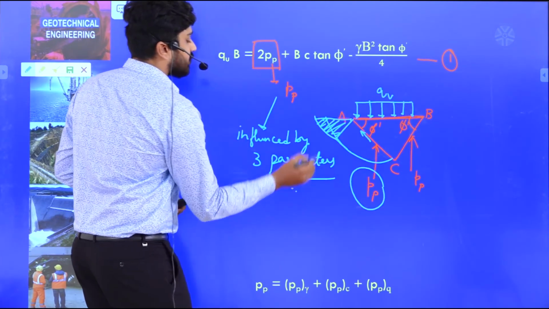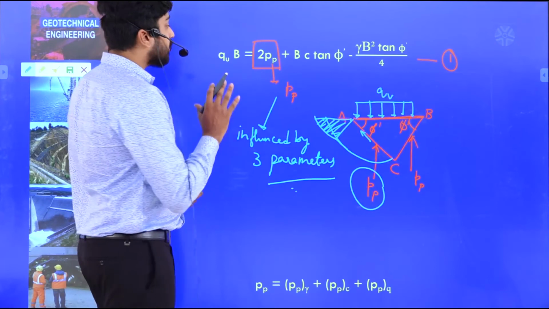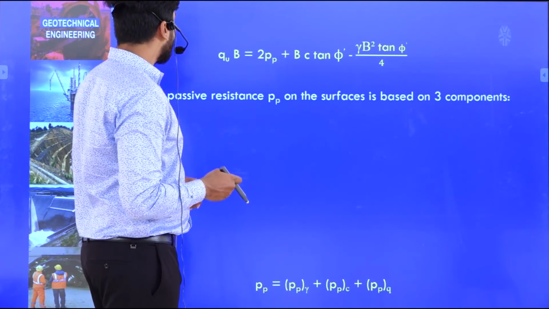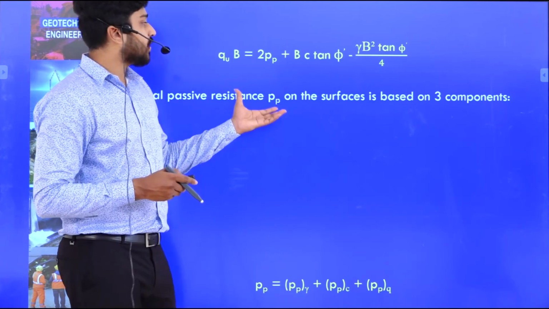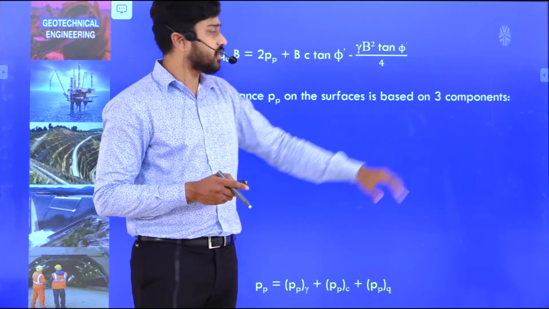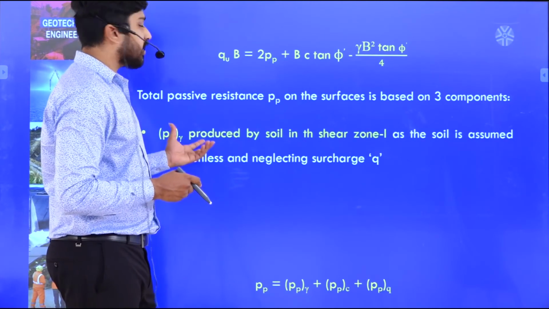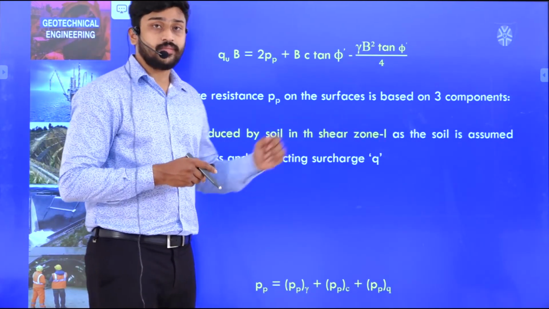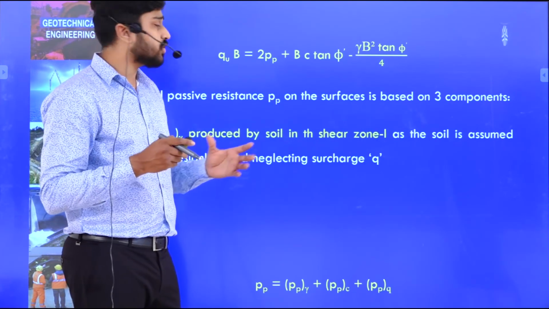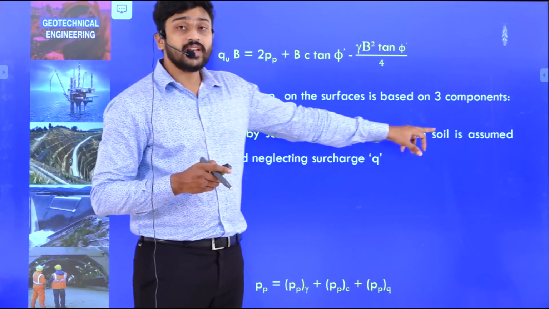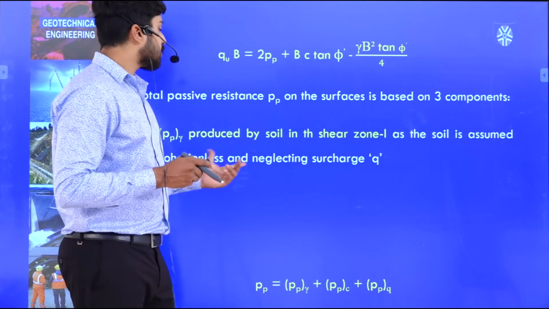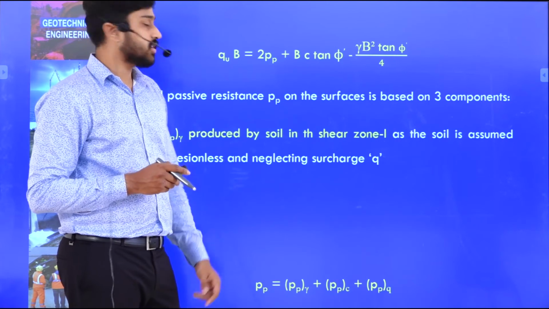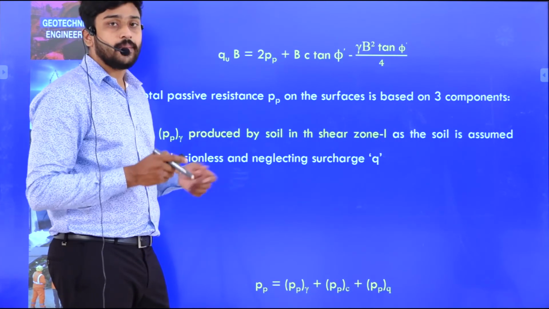So this is what we need to understand. Now let us look at what the influence is here. As I have stated, the passive resistance Pp on the surfaces is based on three different components. The first component is due to the soil in shear zone 1. Here the soil is assumed to be cohesionless and without surcharge, so it is denoted by Pp gamma.